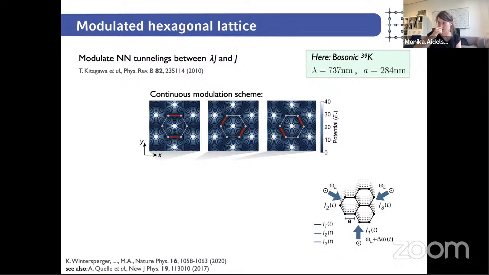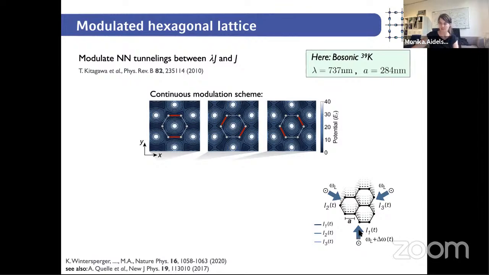And the realization of the potential, again, works by interfering 3 laser beams. Here, I've denoted again the detuning delta omega just to show that we can also apply forces by accelerating the lattice. But for implementing this modulation, it's actually enough to change the intensity of the laser beam. So if we imbalance these 3 intensities, if they are all the same, we get a symmetric hexagonal lattice. If we imbalance the intensity, tunneling along one of the 3 bonds will be increased with respect to the other 2.